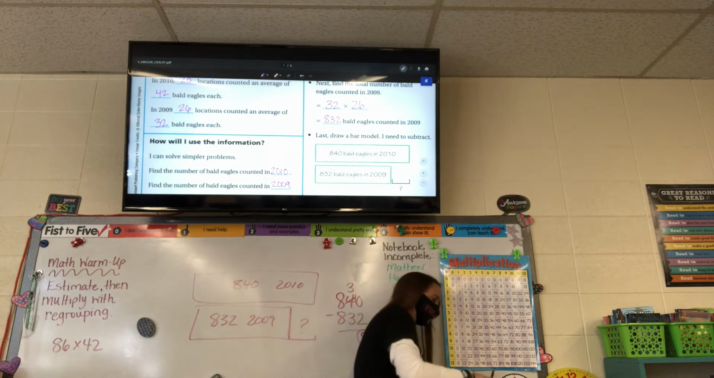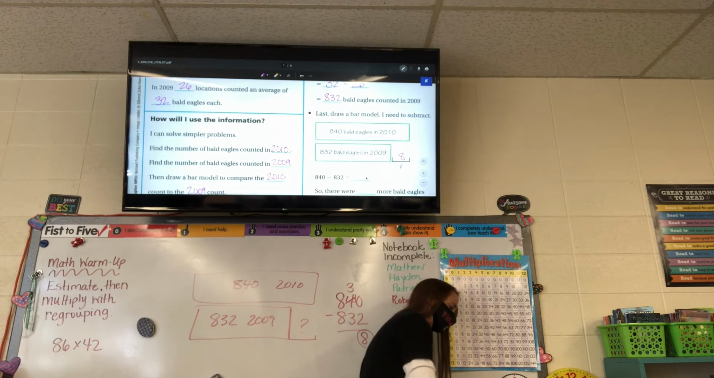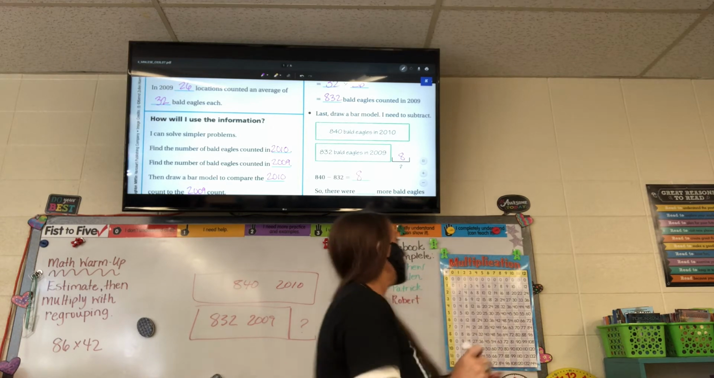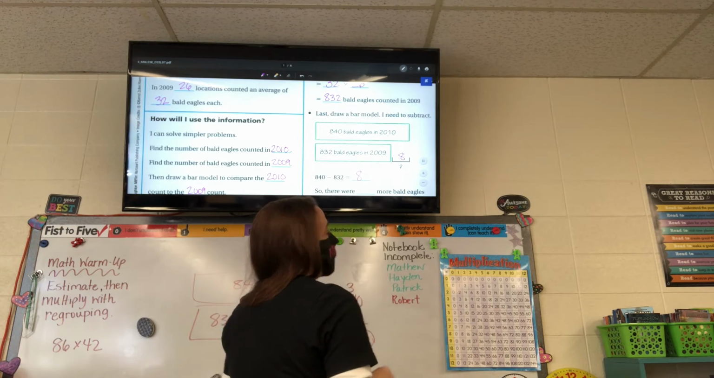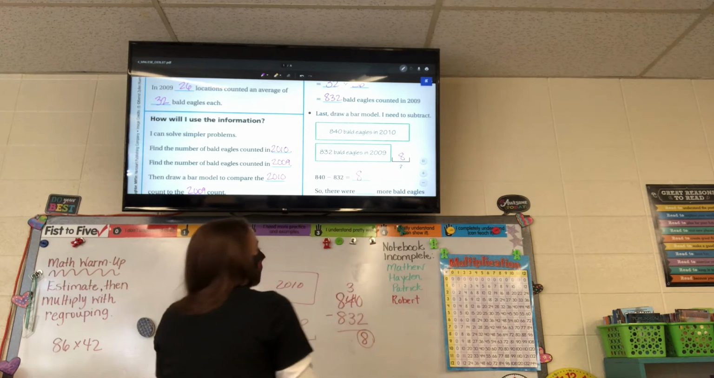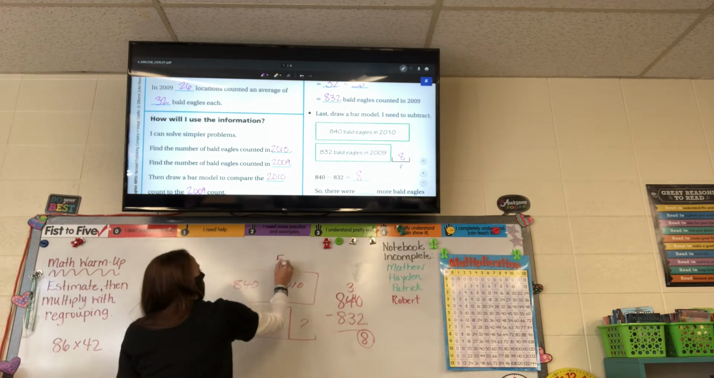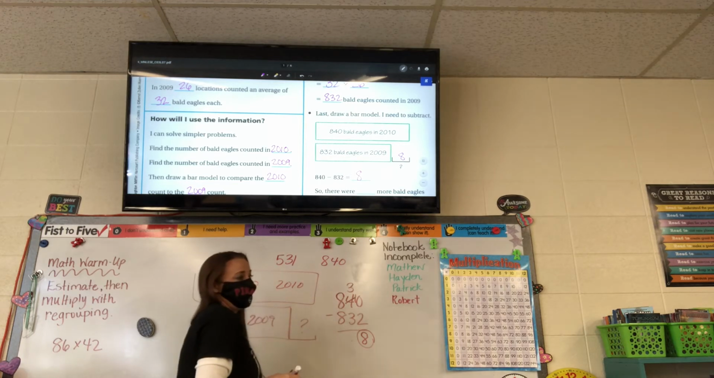Also, how you could have figured out the difference: since we're finding the difference, you could have added. 8 plus 2 equals 10. But you have to think, addition and subtraction are linked, they're inverse operations. So you can count up, but if we had a number like 531 and 840, would you be able to count up?